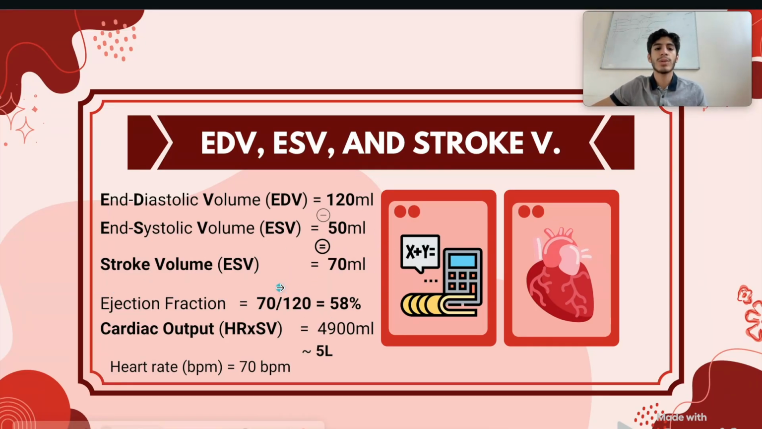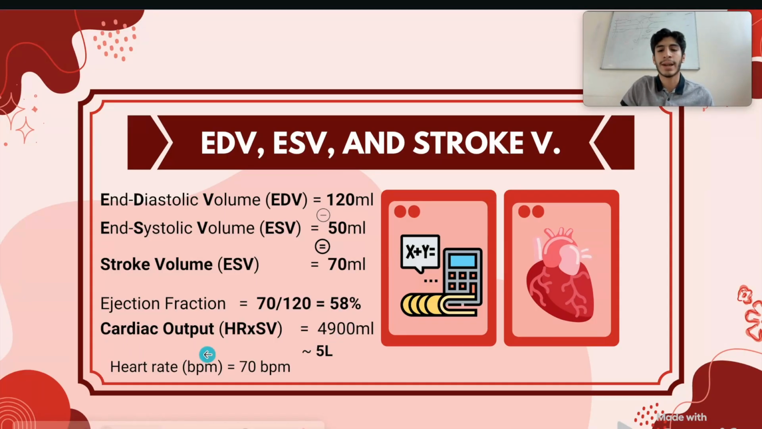Now, we want to know how efficient it was, right? There was 120 milliliters before it contracted, and only 70 went out. And this is called the ejection fraction, right? 70 over 120 is the percentage of the blood that was in the ventricle that went into the aorta. And it's 58%. It's around 60%. That's the normal range, okay?